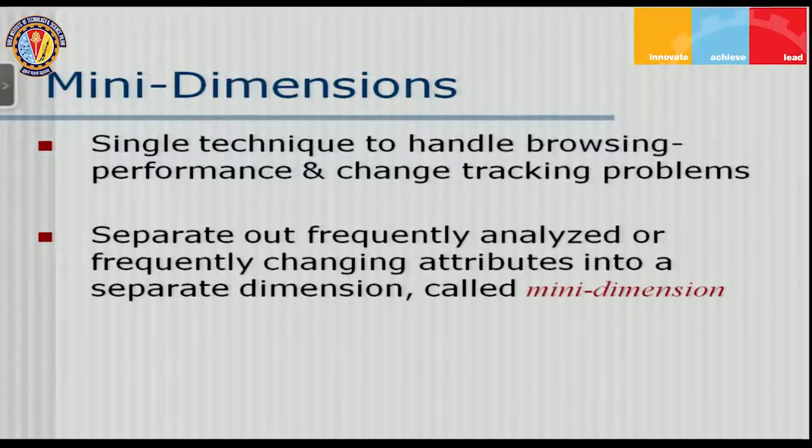So this is one technique which can handle both the problems that we posed in the previous slide, the problems that a rapidly changing monster dimension can pose. It is a solution to all the problems that are there. What it does is separate out frequently analyzed or frequently changing attributes into a separate dimension called a mini dimension. So we try to identify attributes which are either frequently queried or frequently changing, and we put them in a separate dimension and give it a name, a mini dimension.